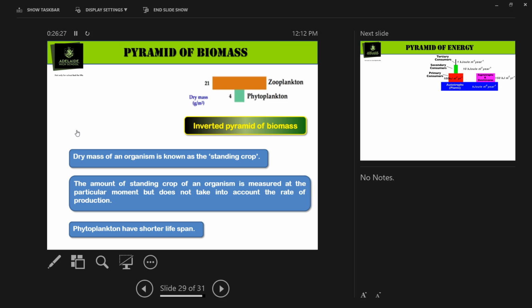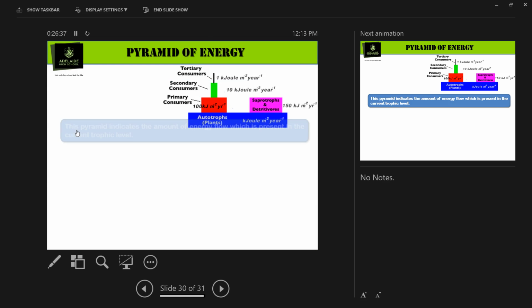All right, so the rest, I believe you can read this on your own because it is very simple and straightforward. This is only giving you an account of what is happening in the inverted pyramid of biomass. The last one.